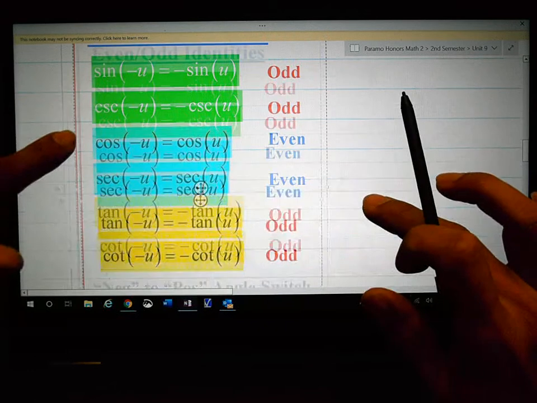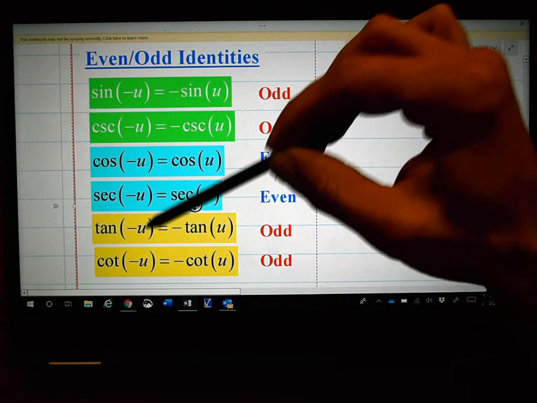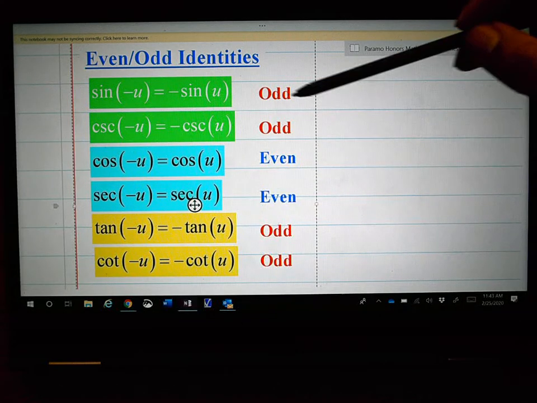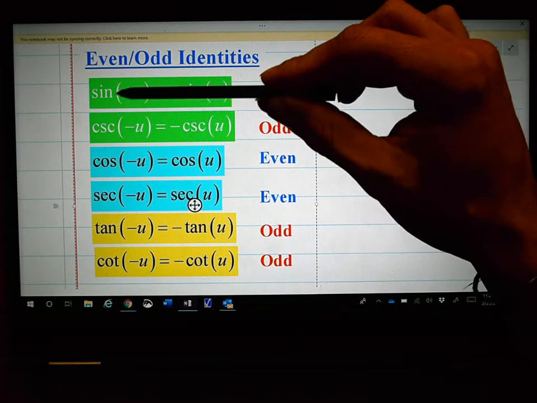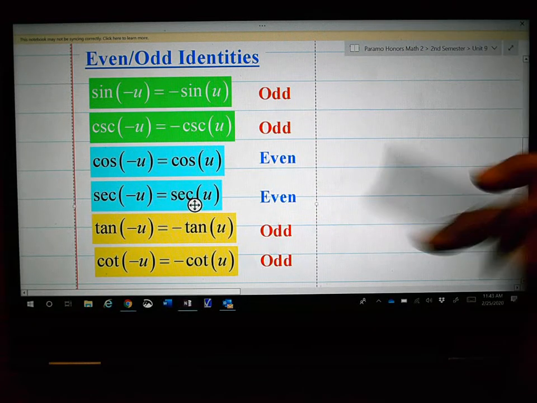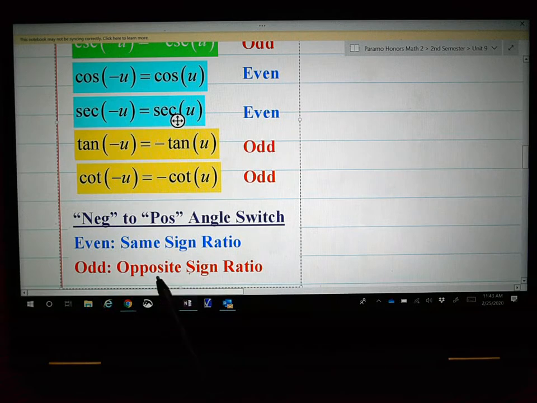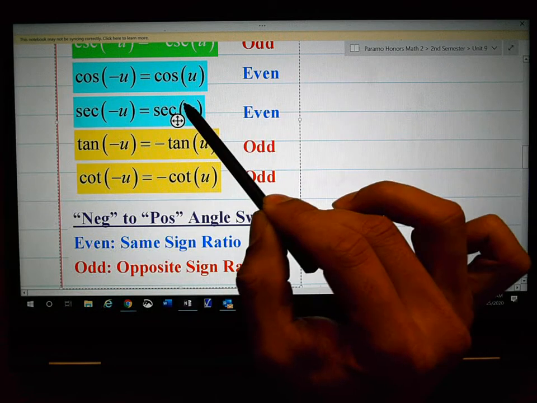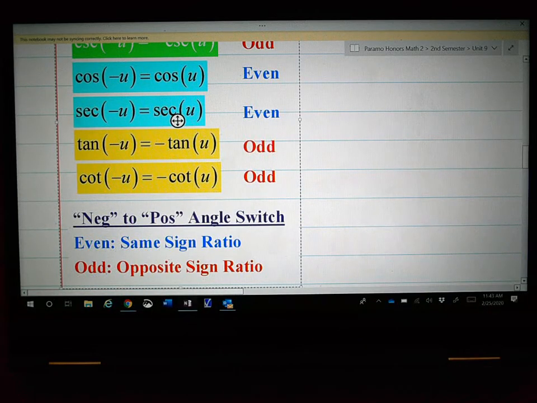When you switch from a negative angle into a positive angle, which is what you have to do, if you know that these four functions are odd, those ones are the ones that will change sign. The ones that are even will stay the same sign. You don't need to know anything else other than that. That's the main idea for this.